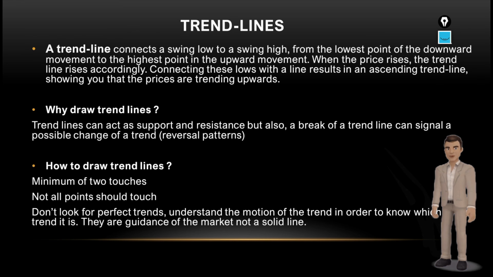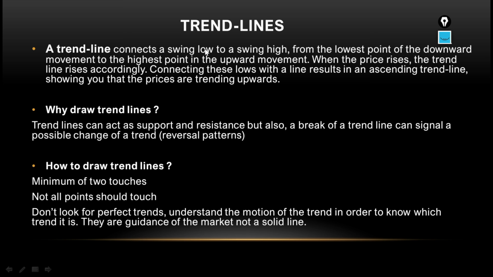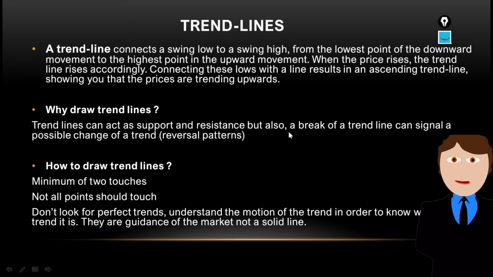Trend lines play a big role for technical analysts, guys. If you are a price action trader, you need to learn trend lines and how to use them to their fullest capabilities. A trend line connects a swing low to a swing high, from the lowest point of the downward movement to the highest point in the upward movement. When the price rises, the trend line rises accordingly. Connecting these lows with a line results in an ascending trend line, showing you that the prices are trending upwards. Basically, guys, what this means is that a trend line connects swing lows and swing highs.